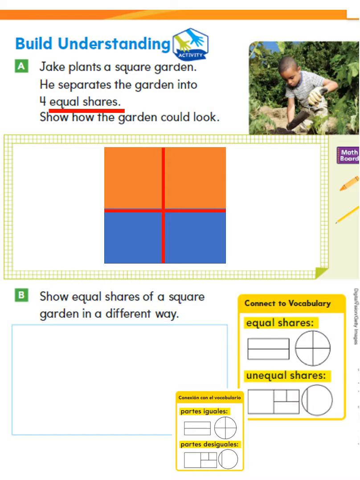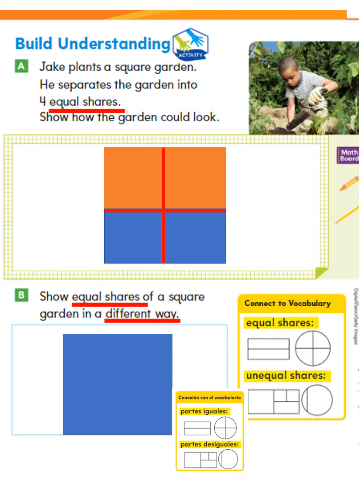Now let's try B. Show equal shares of a square garden in a different way. Still equal shares, todavía partes iguales, but in a different way, una manera diferente. Let's bring back our square garden. There it is. Now we have to make equal shares differently.